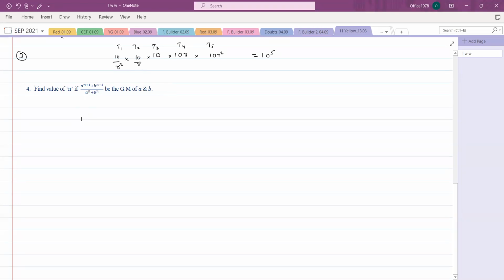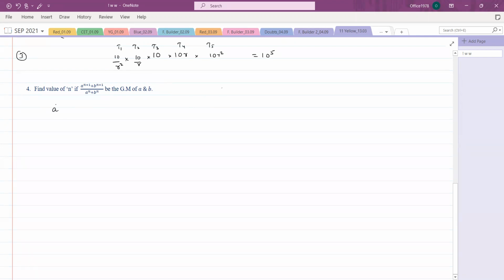Find the value of n if a raised to n plus 1 plus b raised to n plus 1 upon a to the power n plus b to the power n is the geometric mean of a and b. What is the geometric mean of a and b? Root ab. Okay.